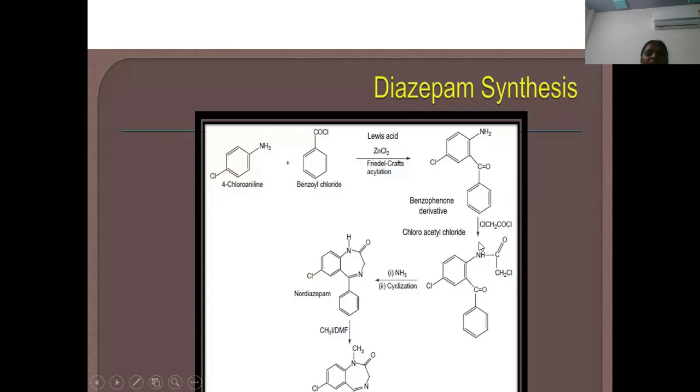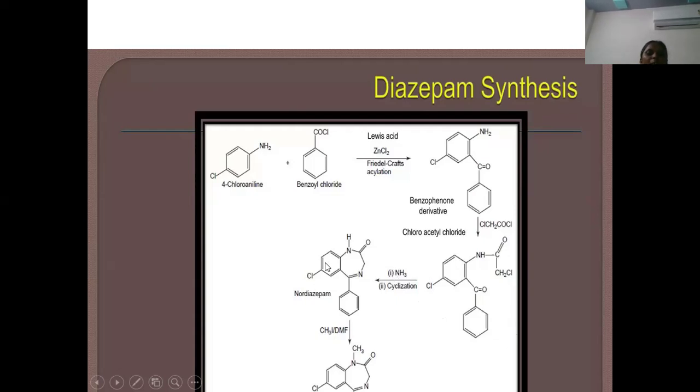So what is the structure name? This is a benzophenone derivative. Again, we treat it with chloroacetyl chloride, Cl-CH2-CO-Cl, which gives one more reactive intermediate. This is a ring opening structure. Further, it undergoes cyclization in the presence of NH3.